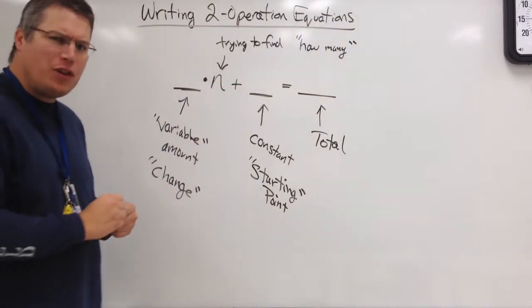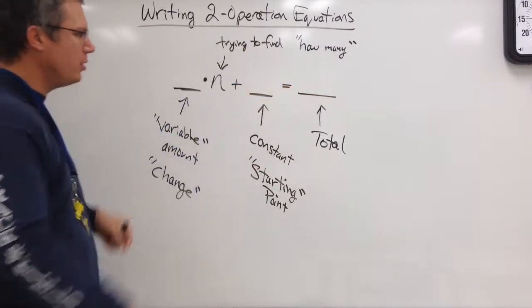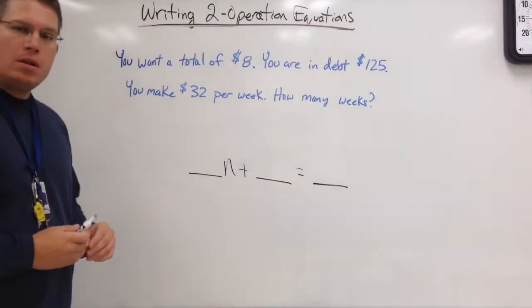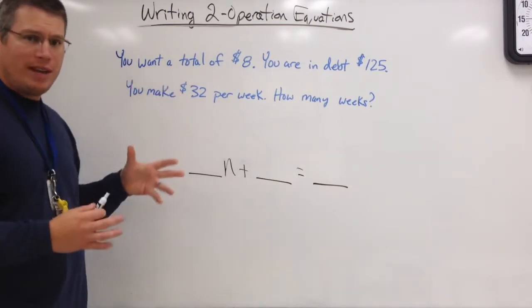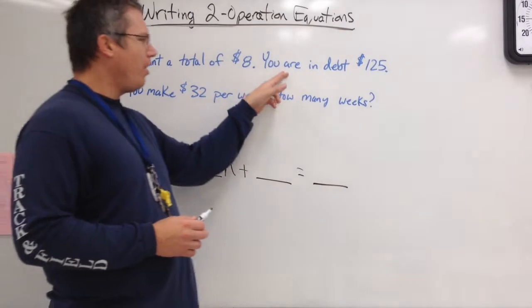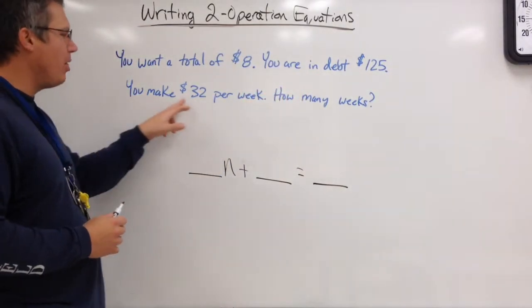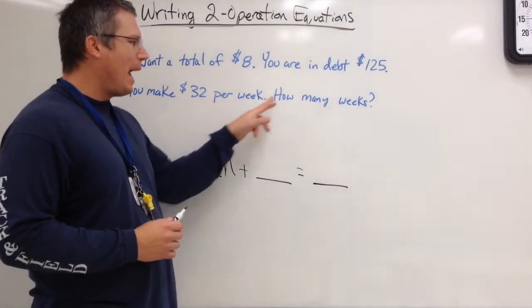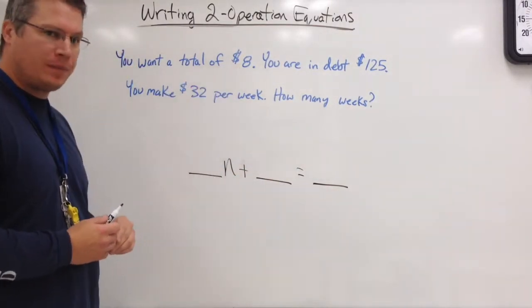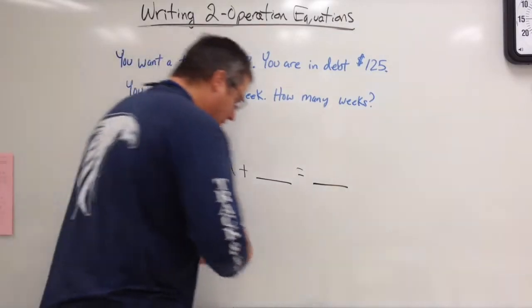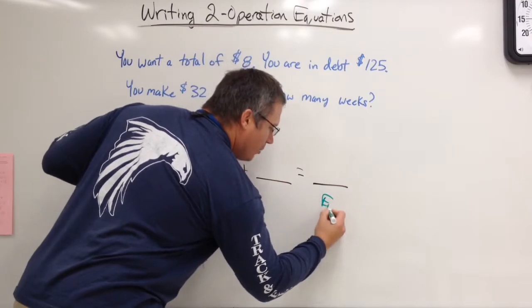So let's take a look at a few examples and see if we can't write an equation based on the English words. So our first example says you want a total of $8. You are currently in debt $125. You make $32 per week. How many weeks will it take you to get the goal that you want? So let's try to put pieces together. Let's start down here. This is my end result.